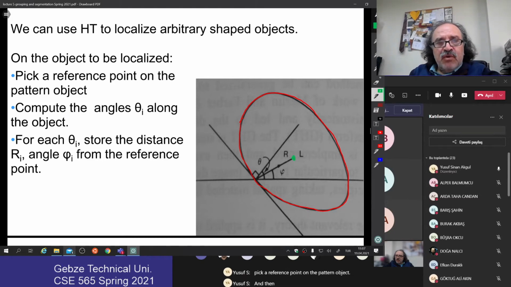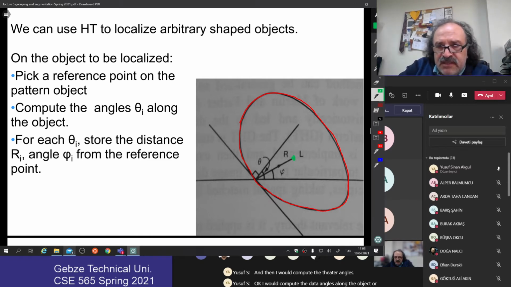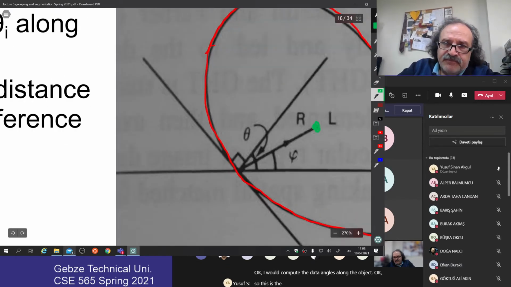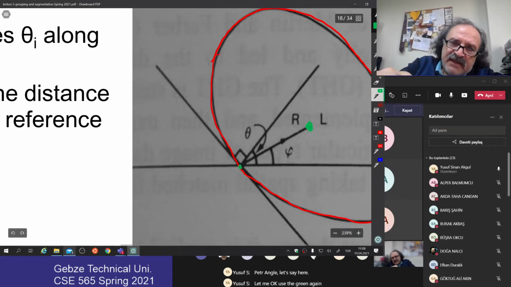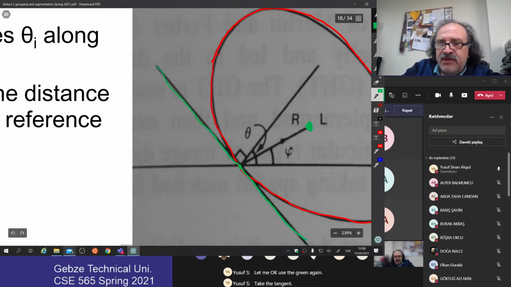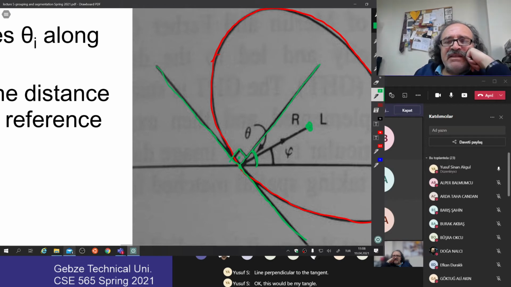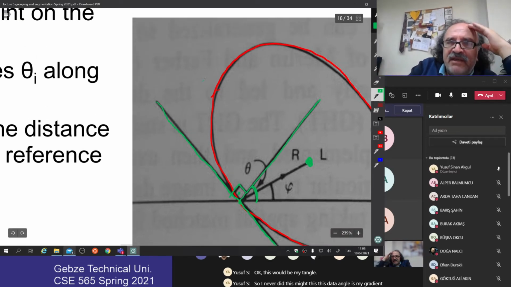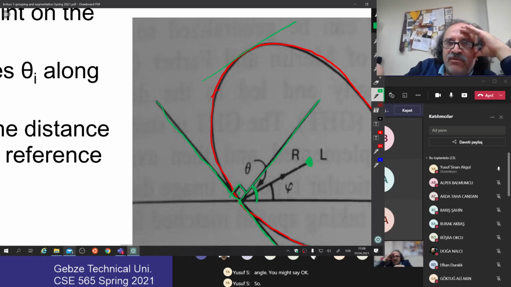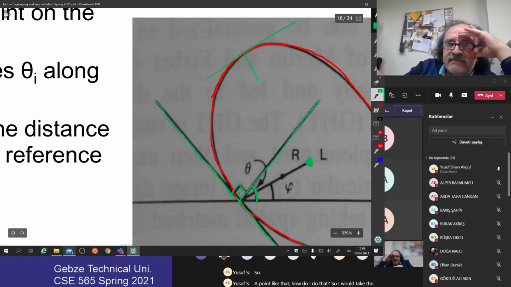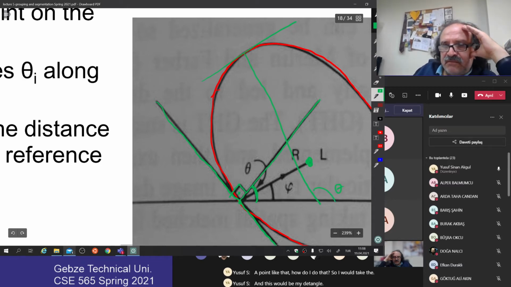Okay, pick a reference point on the pattern object, and then I would compute the theta angles along the object. So this is the theta angle, let's say here. Take the tangent of the point here, and the line perpendicular to the tangent. This would be my theta angle. So in a way, this theta angle is my gradient angle, you might say.